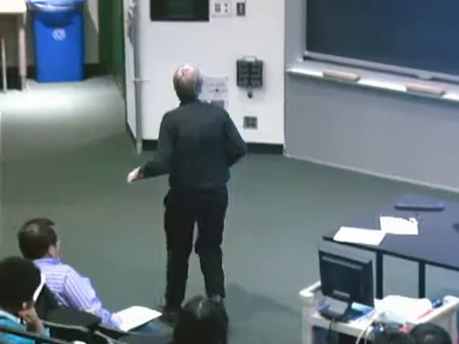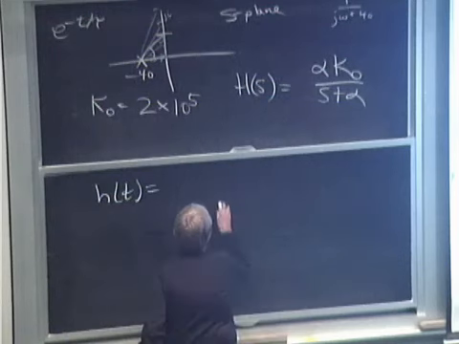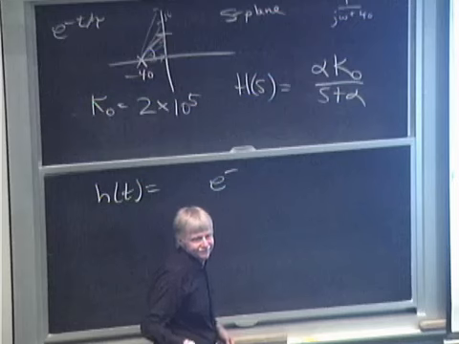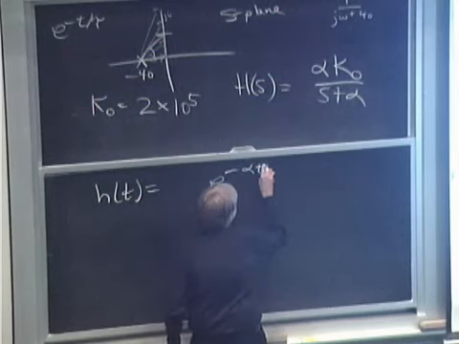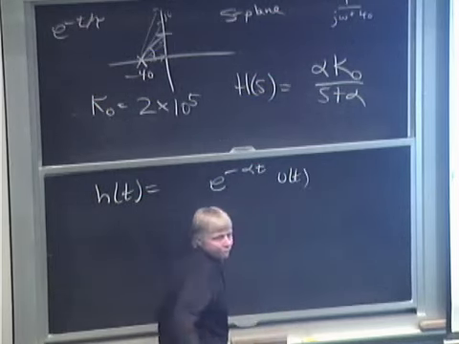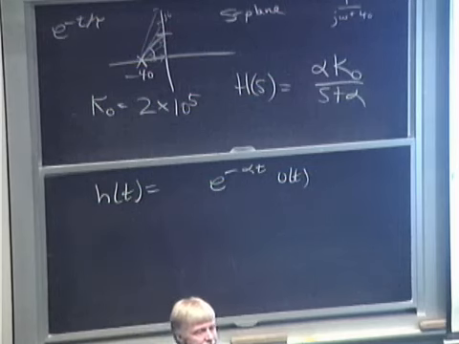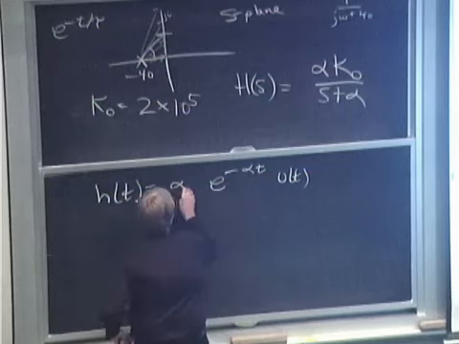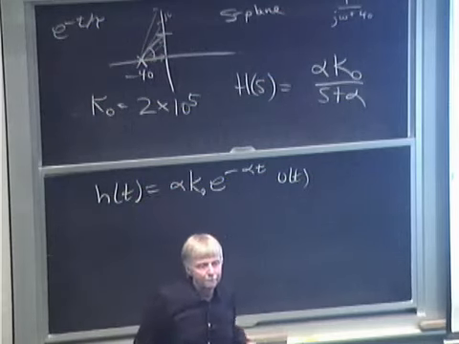E to the minus something t. So we need something like e to the minus what? Alpha. E to the minus alpha t u of t. And that thing is going to come out here too, right? It's going to be like that, right?